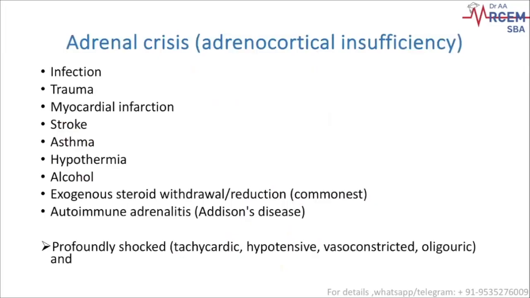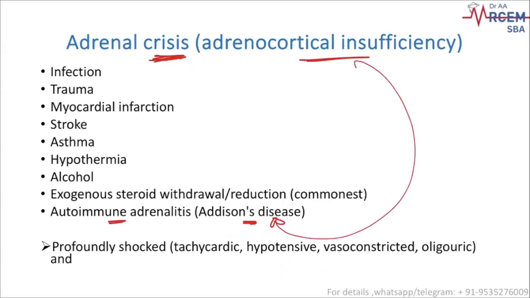Adrenal crisis. We are talking about crisis here, not Addison's disease. First, let us see Addison's disease. Adrenocortical insufficiency is nothing but Addison's disease. The commonest cause for Addison's disease is autoimmune adrenalitis. So autoimmune disorder is the commonest cause for Addison's disease.